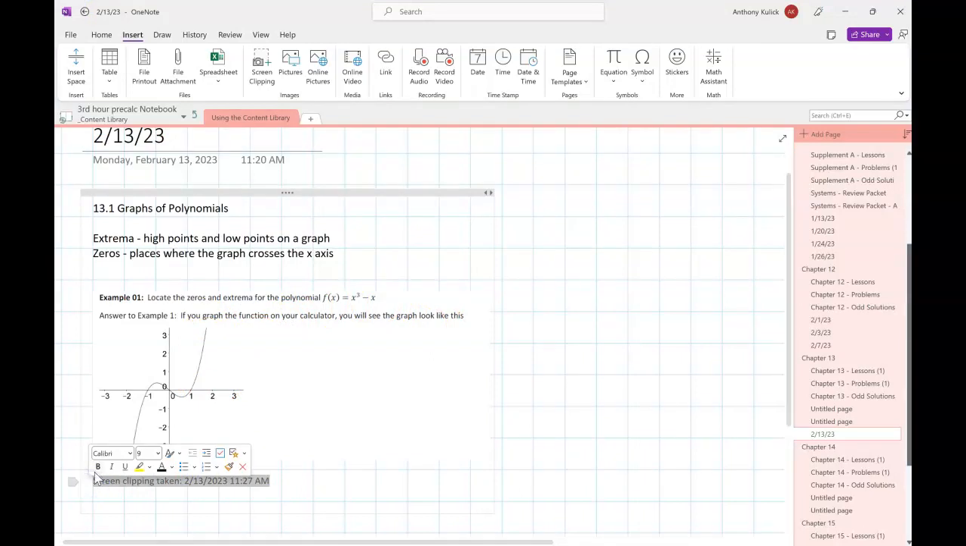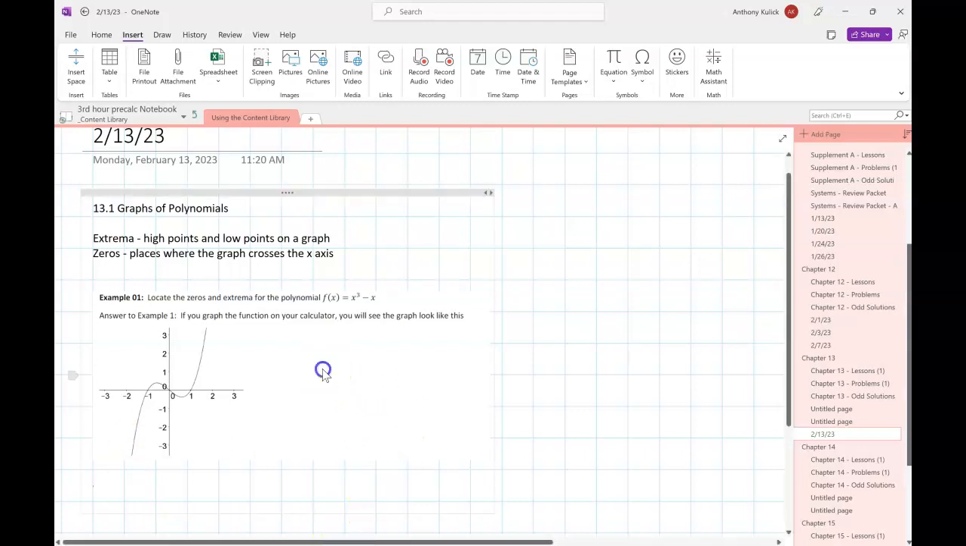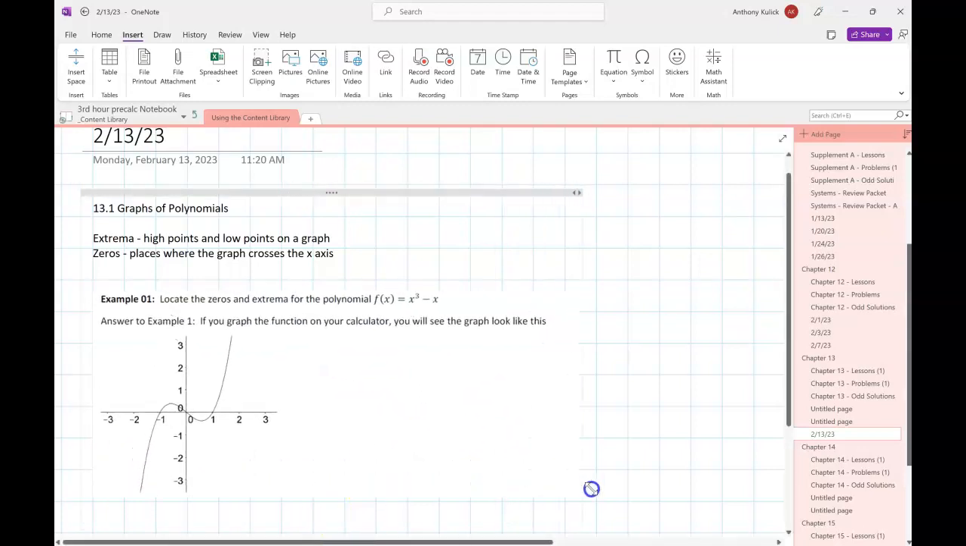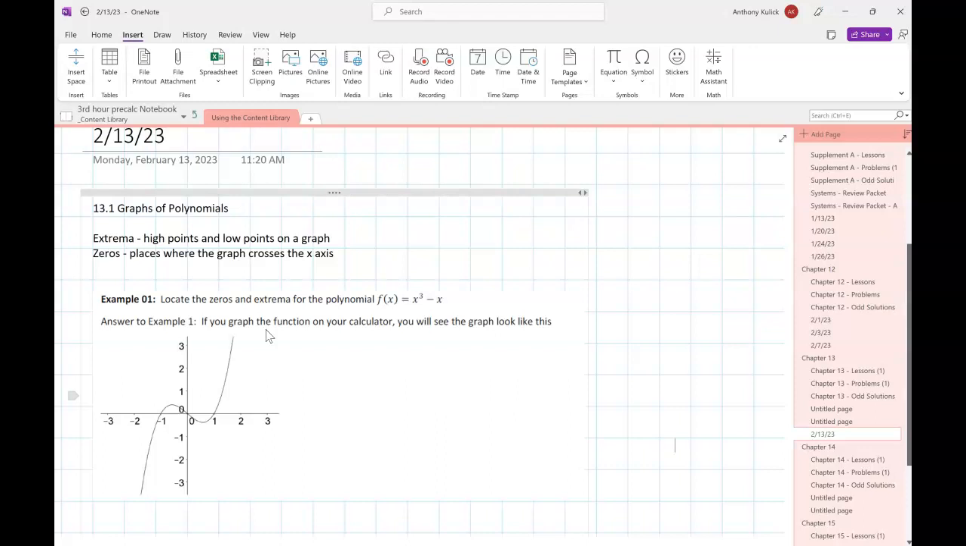So let's say we wanted to locate the zeros and the extrema for f of x equals x cubed minus x. If you type this into your calculator, you might get a graph like this. Okay, so -1, 0, and 1 are the zeros.